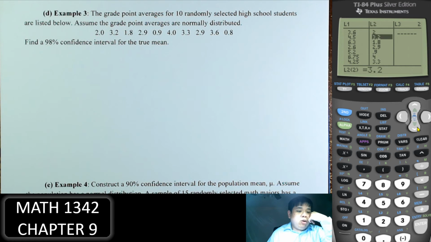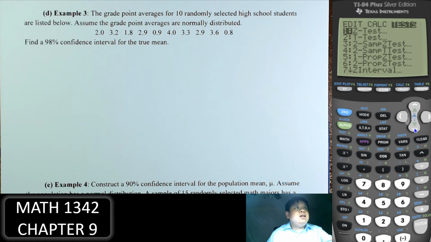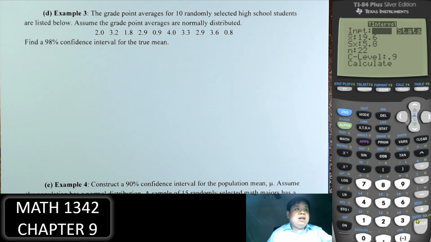Two, 3.2, 1.8, 2.9, 0.9, 4, 3.3, 2.9, 3.6. Right, that. And now we go to STAT, TESTS, TInterval. I will choose Data. This time we get the data from List 2, so second, number 2. And 98% confident. Calculate.